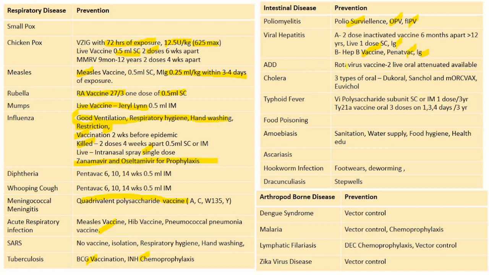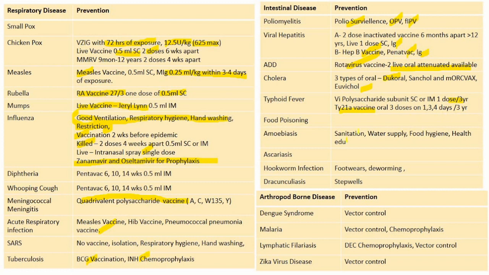For prevention of acute diarrheal disease, rotavirus, 2 live oral attenuated doses of vaccine are available. Cholera, there are 3 types of oral vaccines: Dukoral, Shanchol, Euvichol. Typhoid fever, Vi polysaccharide subunit, subcutaneous or IM, 1 dose every 3 years. Ty21a vaccine, oral, 3 doses on days 1, 3 and 5, every 3 years.